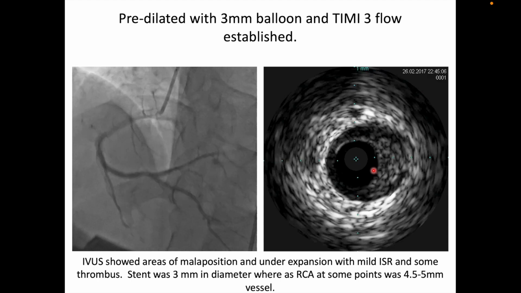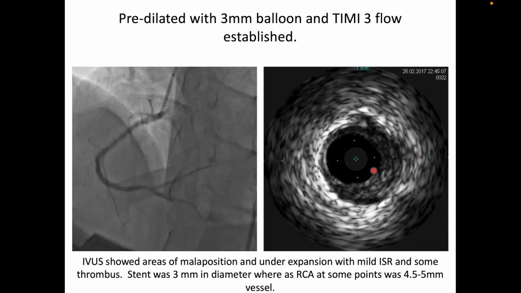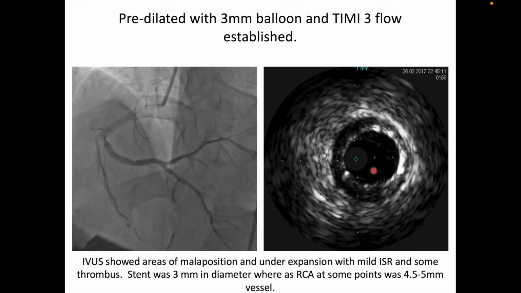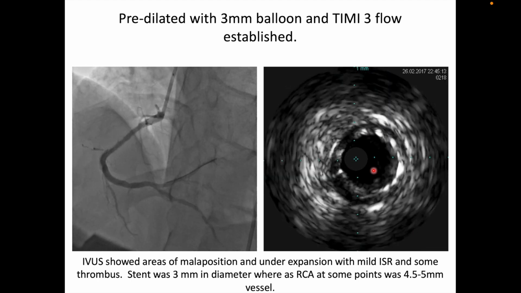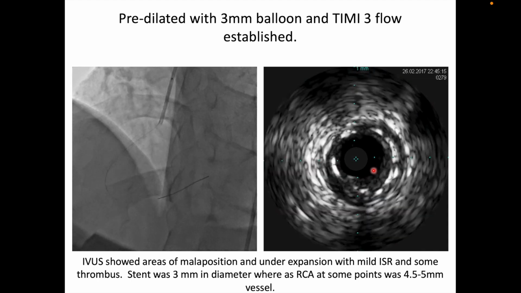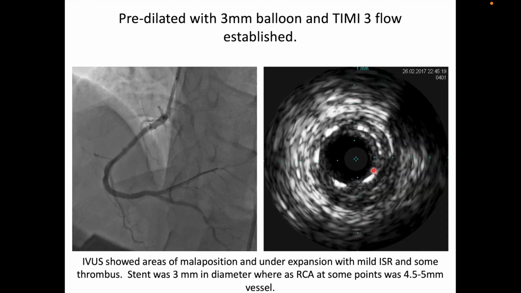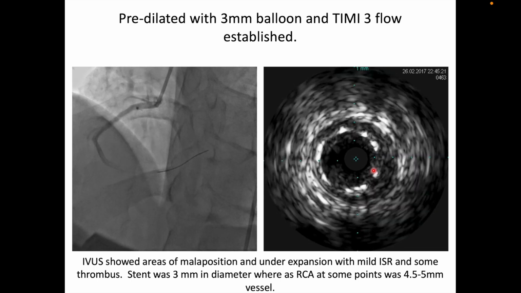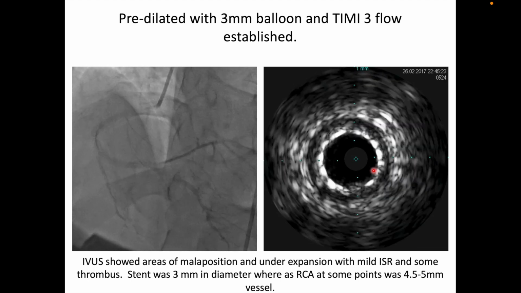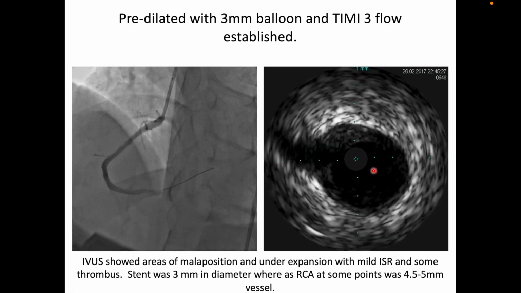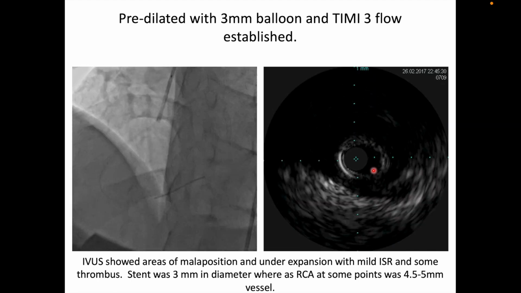So it was pre-dilated with a 3 mm balloon, and TIMI-3 flow was established. IVUS was done to identify the reason for stent failure, and you can see that the IVUS shows an area of malapposition and under-expansion with mild ISR and some thrombus. The stent was 3 mm in diameter, whereas the RCA at some points was a 4.5 to 5 mm vessel.